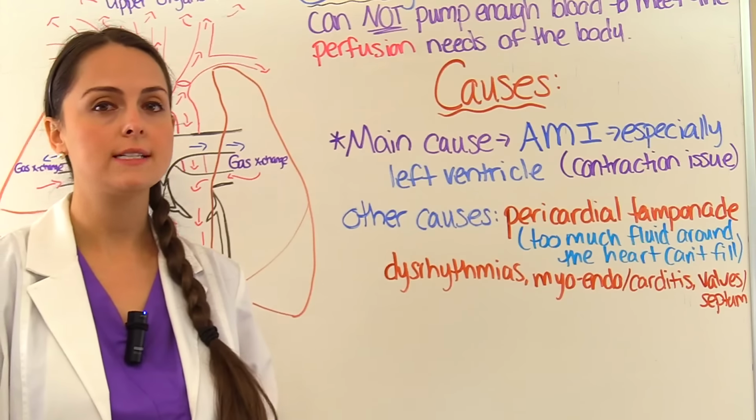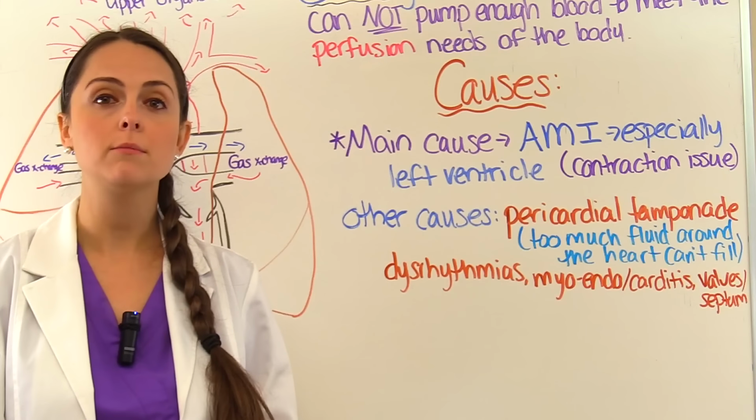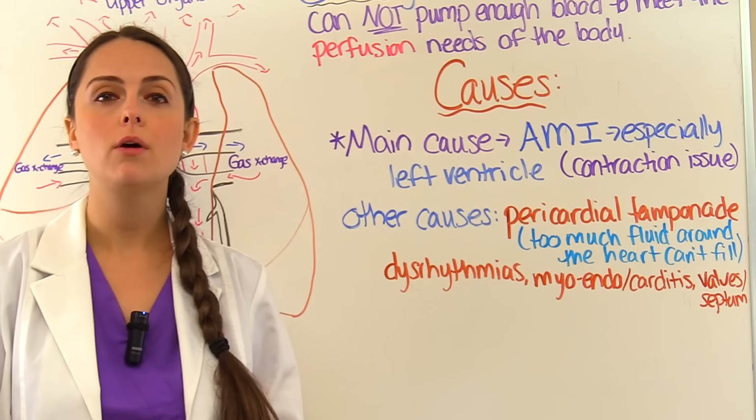Other causes of this condition are like pericardial tamponade, and this is a diastolic dysfunction where there's going to be issues with the chambers of the heart being able to fill properly because you have too much fluid surrounding the heart, so they really can't fill. Cardiac output is going to fall. In addition, dysrhythmias, as I pointed out earlier, myocarditis, endocarditis can cause this. Also structural issues like issues with the valves or the septums in the heart.